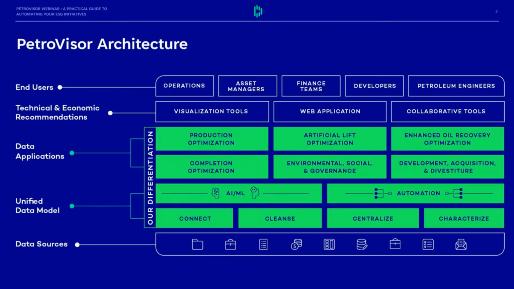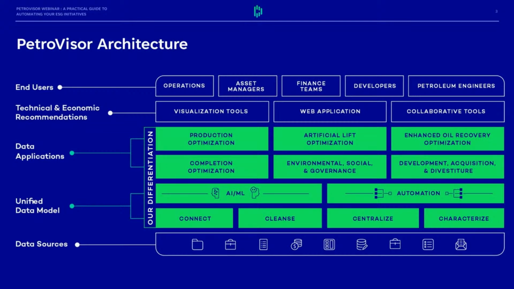So at the highest level, this visual shows you the architecture of the Petrovisor platform. As covered in previous sessions, we have the unified data model, which is the core of Petrovisor. This is where E&P companies are able to close the gap between data, insights, and action. Built on top of the UDM are the data applications.